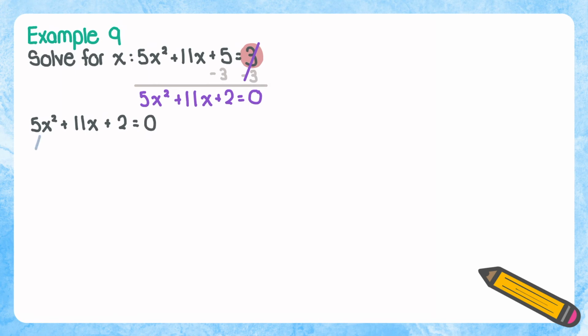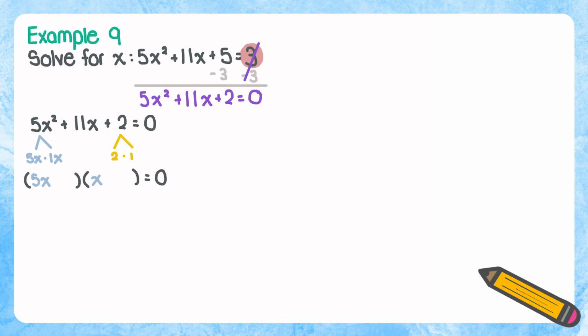So how does the 5x squared break down? There's only one option, 5x and 1x. And then how does the 2 break down? Again, there's only one factoring pair. So 2 times 1. The next step is figuring out which combination works. Again, if you need more practice with this, refer back to the YouTube video from earlier.